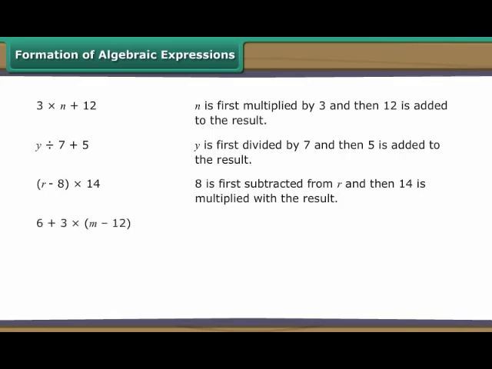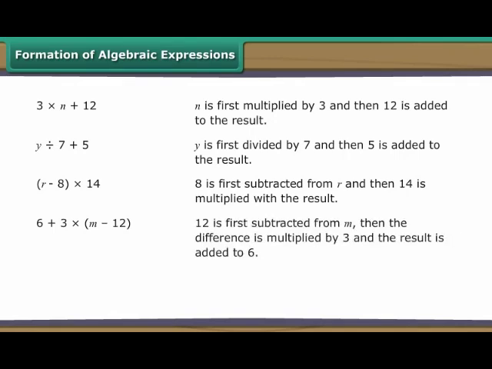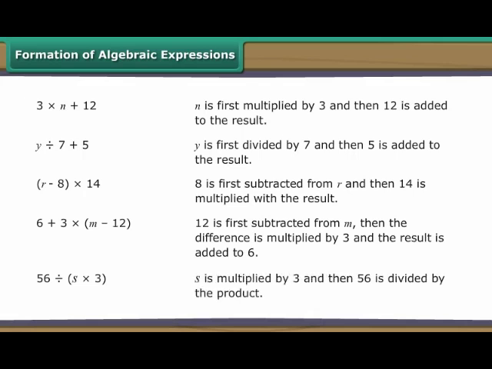6 plus 3 into (m minus 12). 12 is first subtracted from m, then the difference is multiplied by 3 and the result is added to 6. 56 divided by (s into 3). s is multiplied by 3 and then 56 is divided by the product.